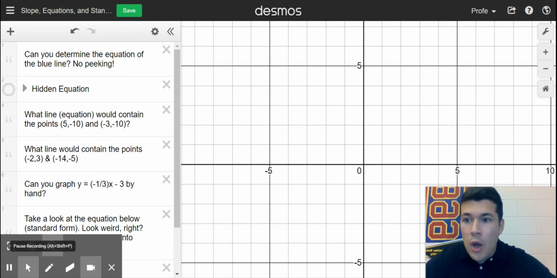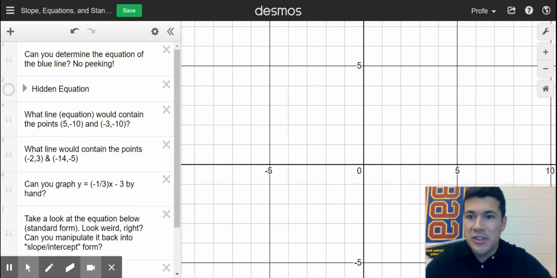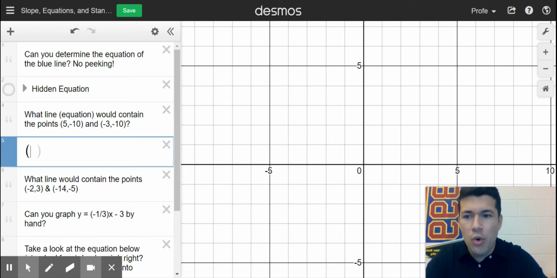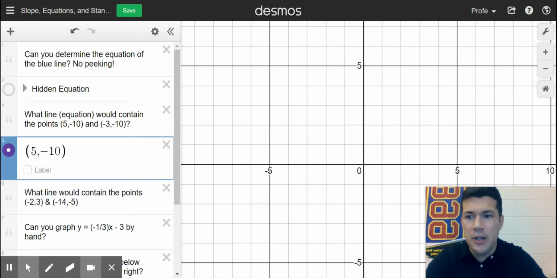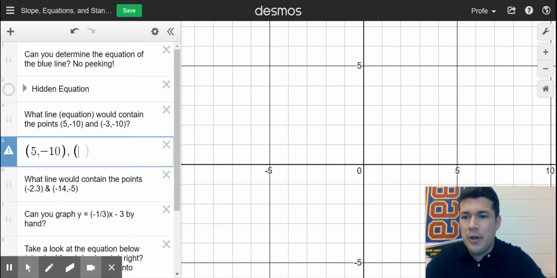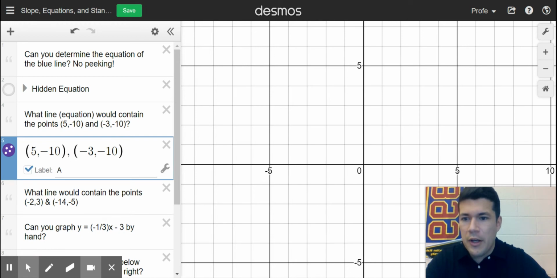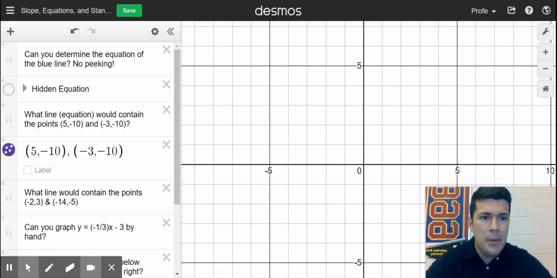Now, challenge number 2. What line would contain the points (5, negative 10) and (negative 3, negative 10)? A cool feature with Desmos is that you can graph both of these points. So I'm going to say (5, negative 10), and label it point A. And I can put another one by putting a comma: the point (negative 3, negative 10). Maybe I have to separate them with a comma. There we go. I'm not going to label them because it wants to give the same label.